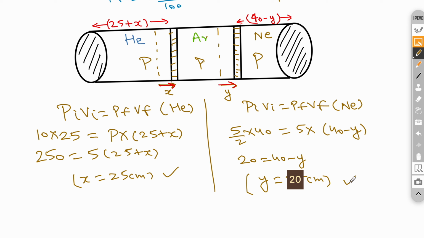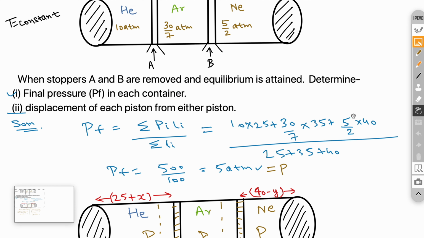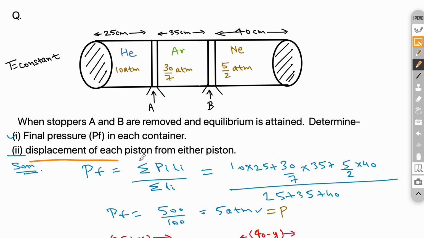So we got the displacement of each piston from either piston, right? When stoppers A and B have been removed. Okay, so we solved both the parts. Hope you understand this. It was a very interesting problem.